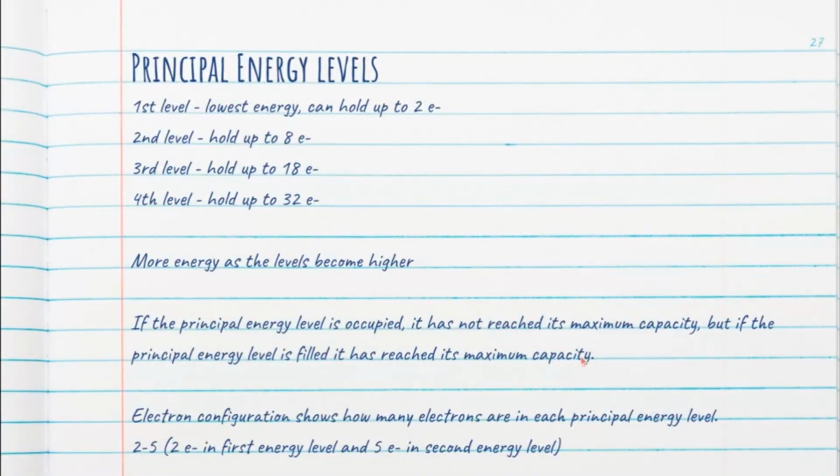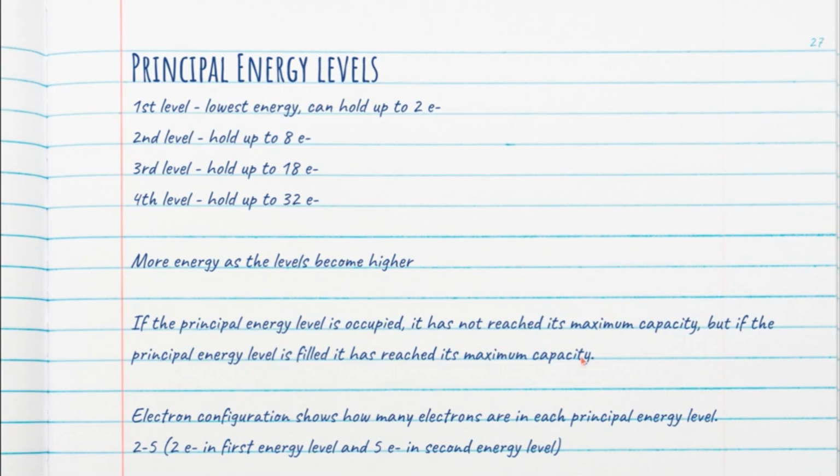Principal energy levels. The first energy level will have the least amount of energy and can hold up to 2 electrons. Then the next energy level can hold up to 8, the next one can hold 18, and the fourth one can hold 32. As the energy levels increase, there will also be more energy. If the principal energy level is occupied, then it has not reached its maximum capacity, but if it's filled, then it has reached its maximum capacity.